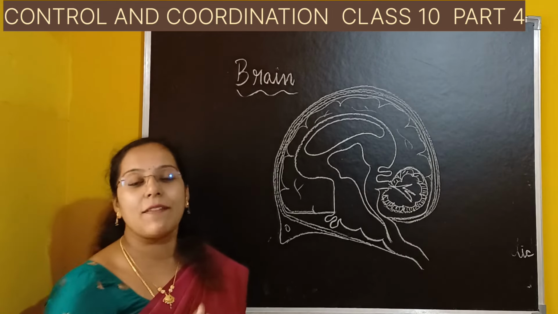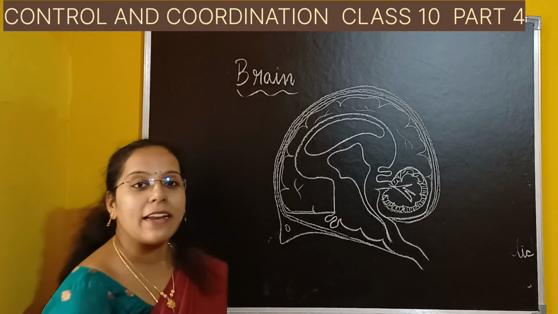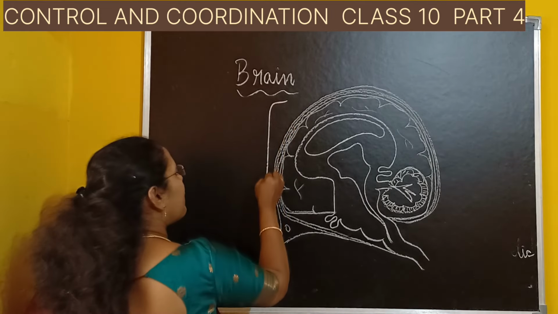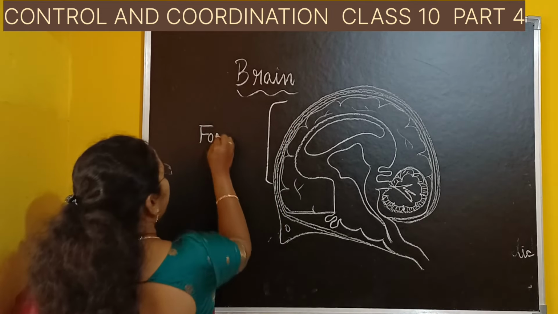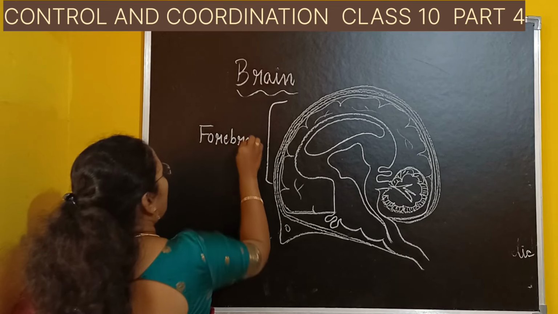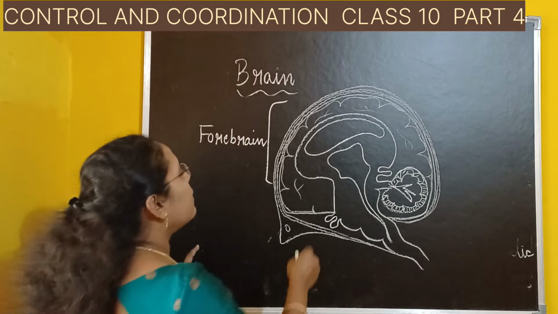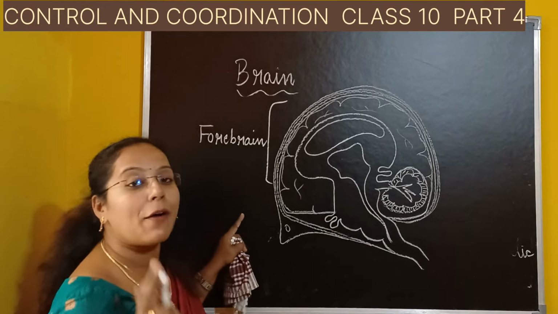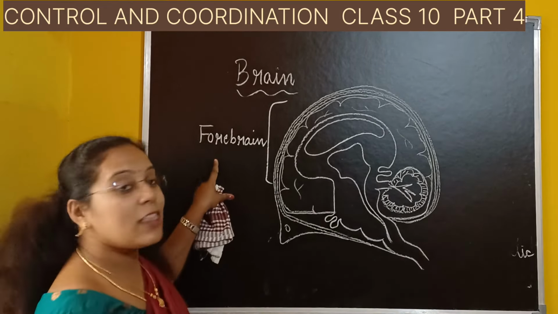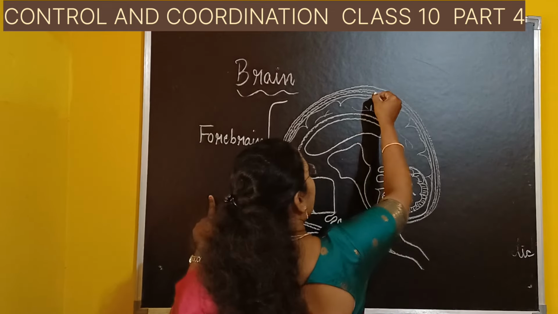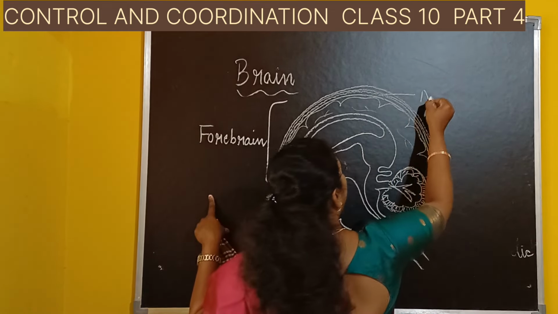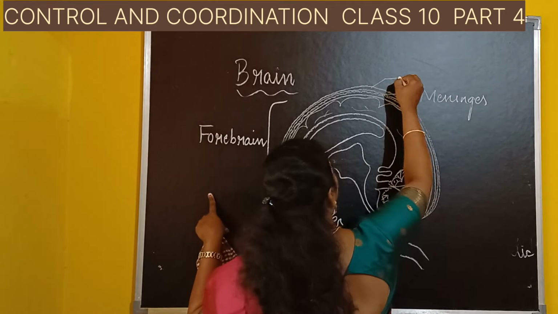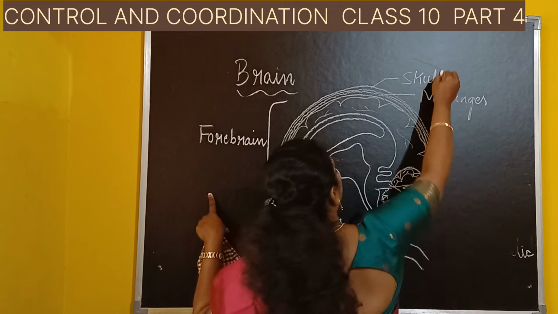This is what they will ask for 4 marks in the examination. Now let us label the parts of the brain. This whole part we will call the forebrain. Remember, labeling also plays a very important role. You have to learn how to label. In the forebrain, first we will label these layers. These are called meninges. And the top layer, let us label it as skull.